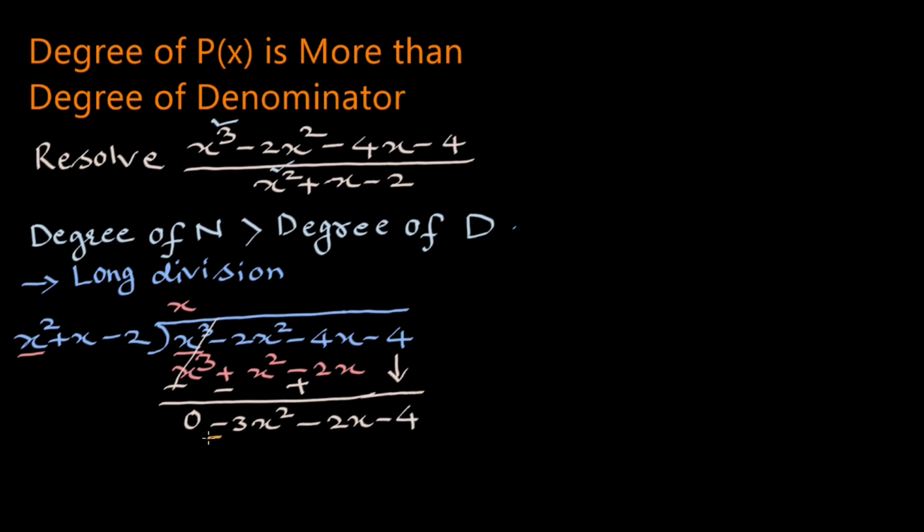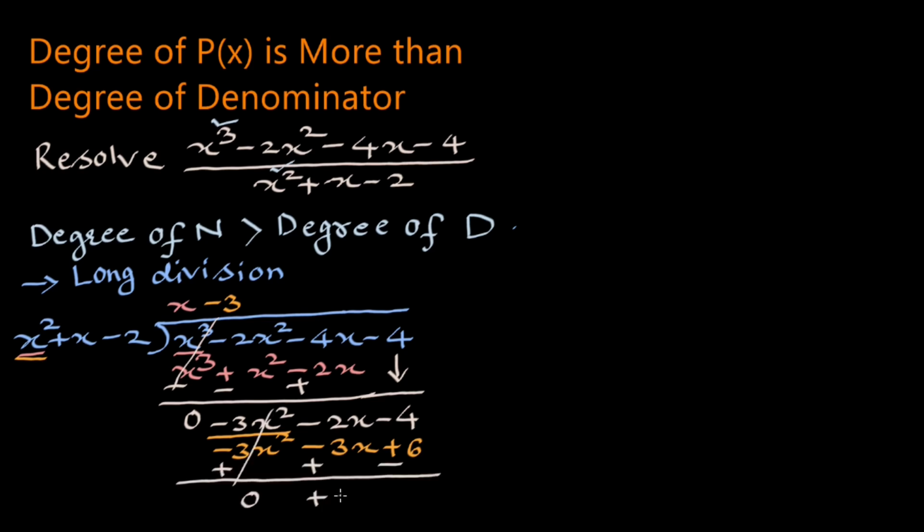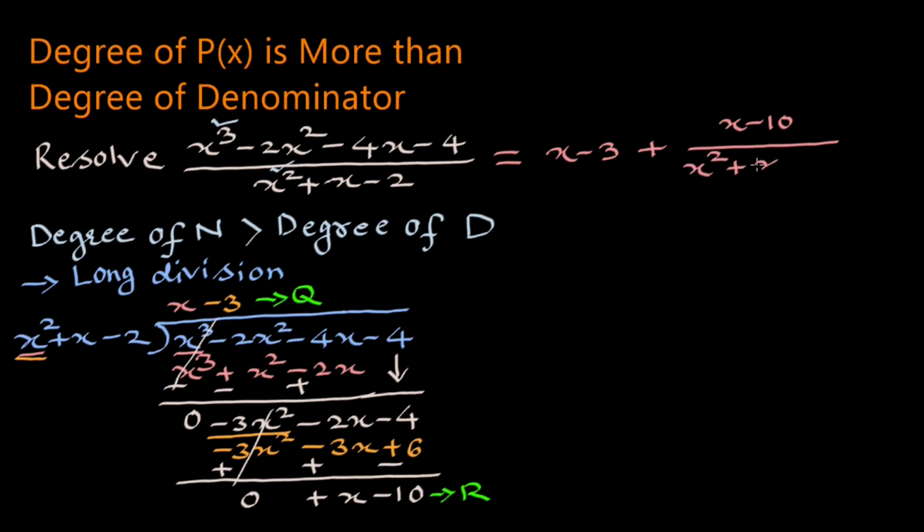Next we divide this minus 3x square by this x square again, giving us quotient minus 3 that we write here. Now multiplying x square plus x minus 2 by this minus 3, we get minus 3x square minus 3x plus 6. We change the signs, 0 plus x minus 10. So we have quotient here x minus 3, remainder here x minus 10. So now the given rational function becomes quotient x minus 3 plus remainder x minus 10 upon divisor x square plus x minus 2.